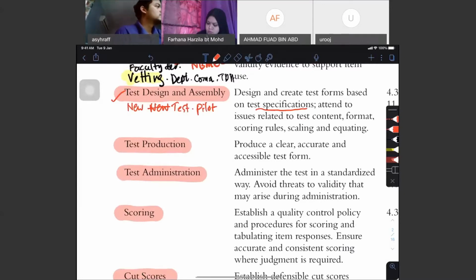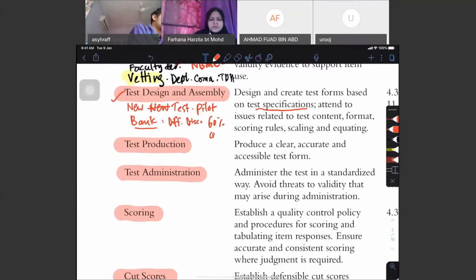And actually, in your exam, the majority of the questions should be bank questions, which we have already known the quality of. The difficulty is good, the difficulty index and discrimination index are good. So we bank it, and then in the future we reuse. So maybe about 60% are bank questions, and 40% are new ones.